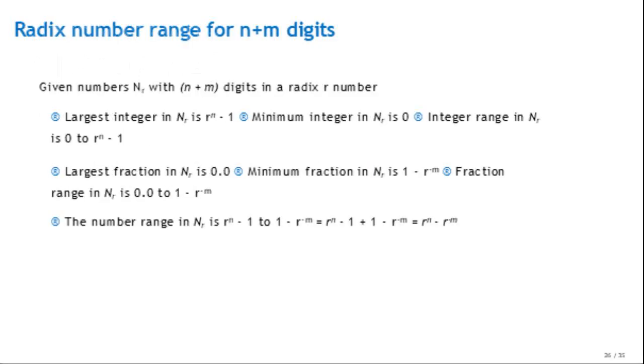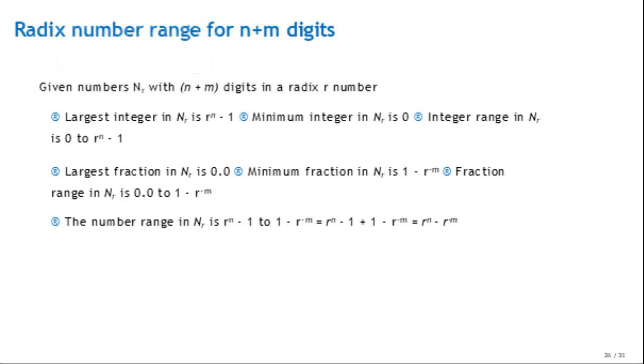Given a number n1 with n plus m digits in a radix r number, the largest integer in n1 is r^n − 1, and the minimum integer in n1 is 0. The integer range in n1 is from 0 to r^n − 1. The largest fraction in n1 is 1 − r^−m, and the minimum fraction in n1 is 0.0. The fraction range in n1 is from 0.0 to 1 − r^−m.